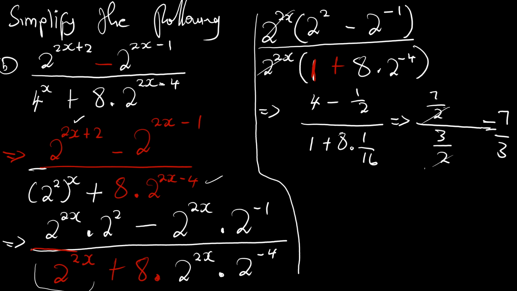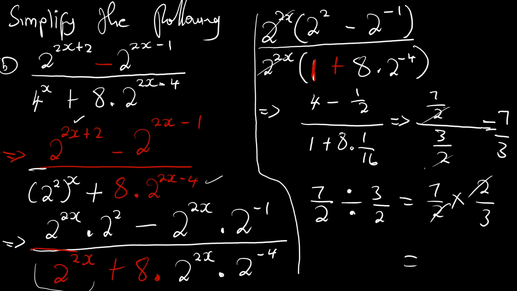Or you can write it like this. If you don't understand that method of dividing 2 and 2, you can say 7 over 2 divided by 3 over 2. This will change to 7 over 2 multiplied by 2 over 3. Then these 2 and 2 will divide each other, so we'll be left with 7 multiplied by 1, which is 7, and 1 multiplied by 3, which is 3. So the final answer is 7 over 3.